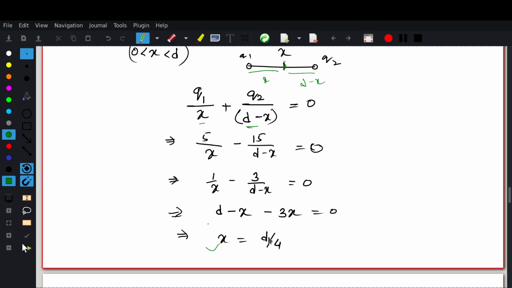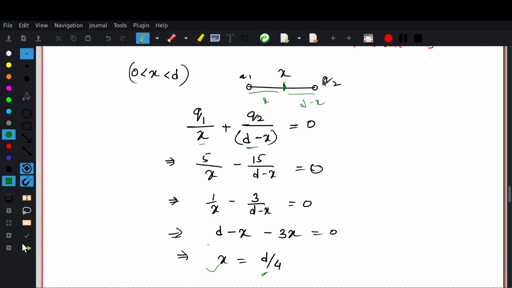So if you solve for x properly, you will get a neutral point, as we will call it, where the potential is 0, which is just d by 4. It is a quarter of this d distance. So this is the positive value where the potential vanishes.